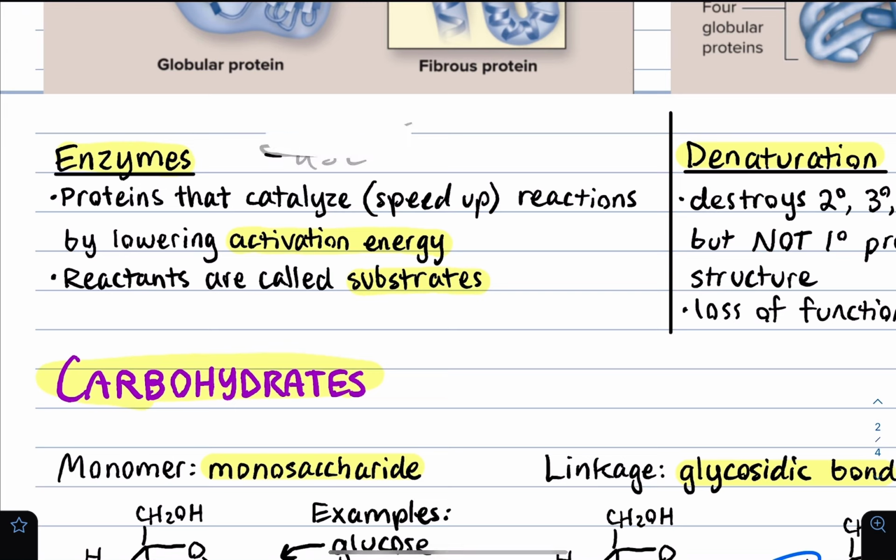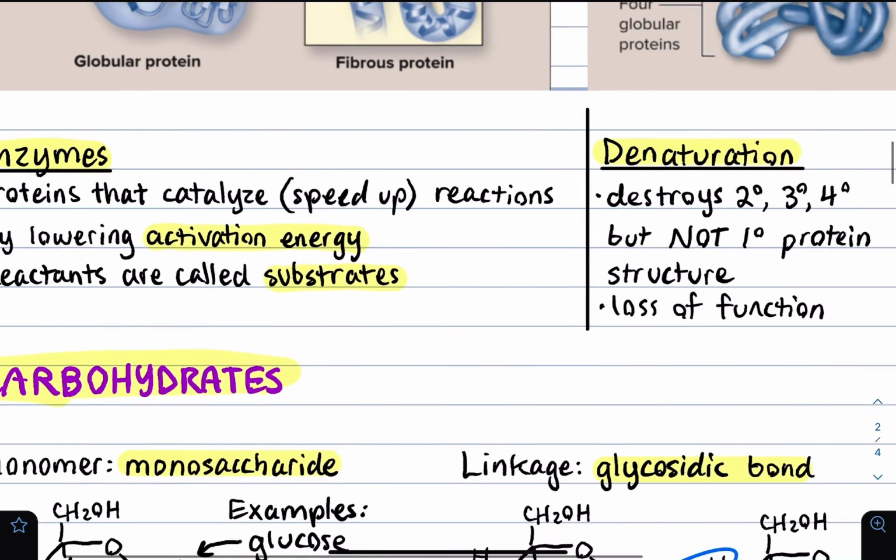And what enzymes do is they speed up reactions. They do this by lowering the activation energy, which is the little energetic push that the reaction needs to go. They don't alter the reactant, they don't alter the product, they only alter the middle by making things easier. The reactants in an enzymatic reaction are called substrates.